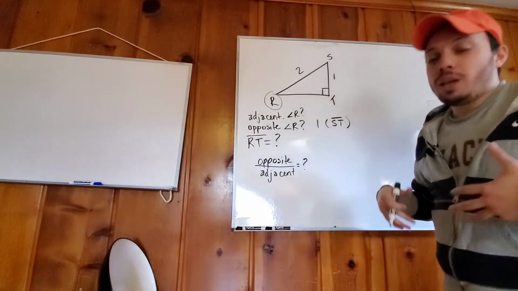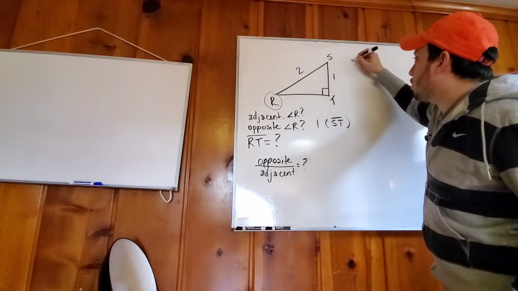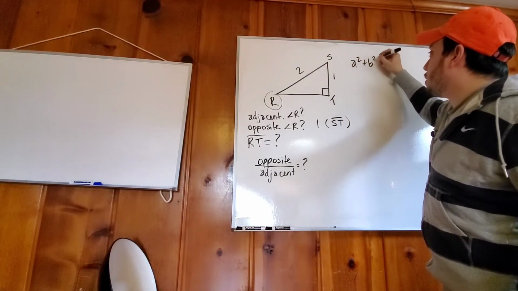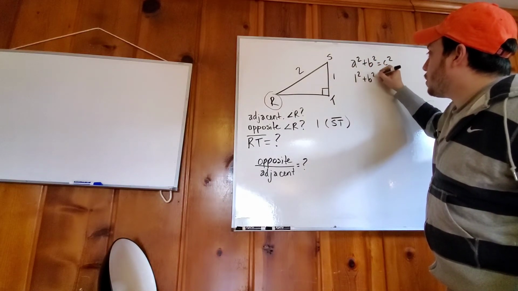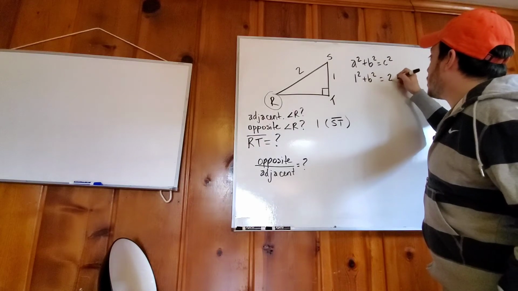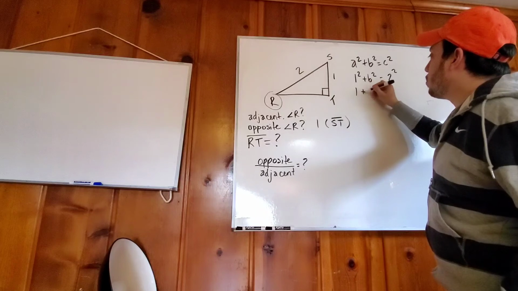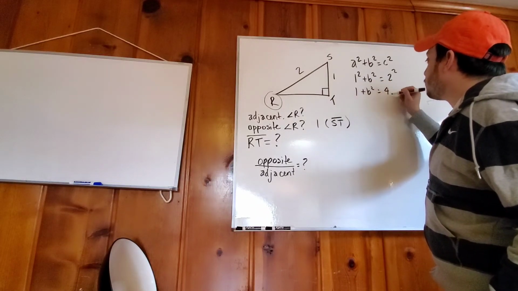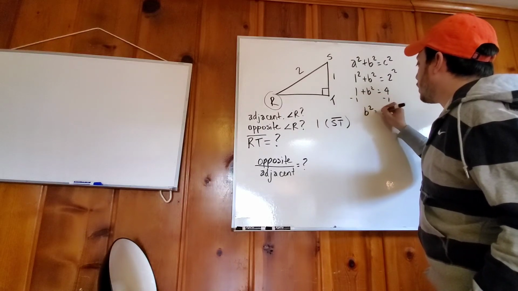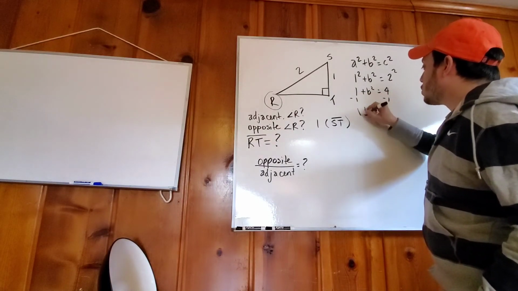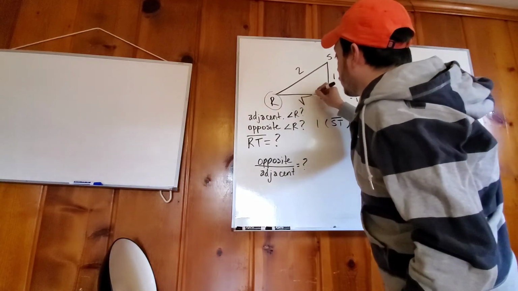Okay, so then we have to ask, what is the length of RT? To find RT, obviously, we're going to do Pythagorean theorem. A squared plus B squared equals C squared. A squared is going to be 1 squared plus B squared because we don't know what B is. But C squared is going to be 2 squared because C is the hypotenuse and we know that it's 2. So it's going to be 1 plus B squared equals 4. Then we're going to subtract 1 on both sides. It's going to be B squared equals 3. Square root both sides. B equals square root of 3. This is square root of 3.